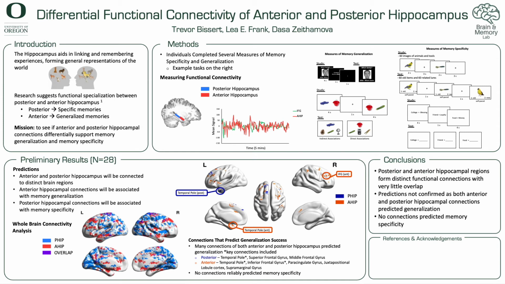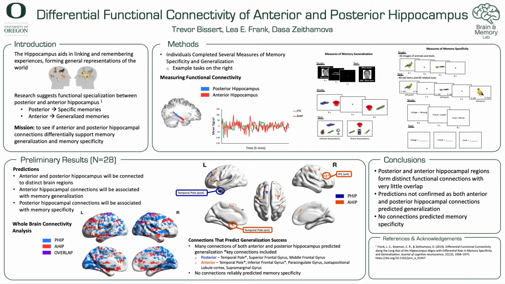So to conclude, we found that posterior and anterior hippocampal regions form distinct functional connections with very little overlap, and that our predictions were not confirmed as both anterior and posterior hippocampal connections predicted generalization, and that there were no connections that predicted memory specificity.